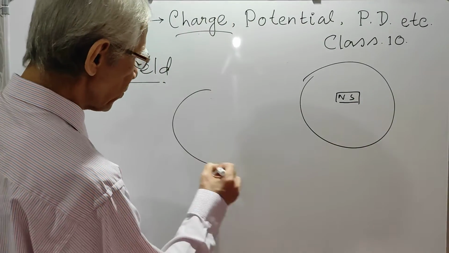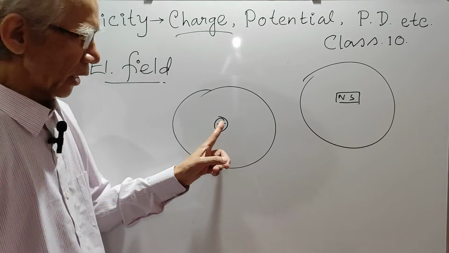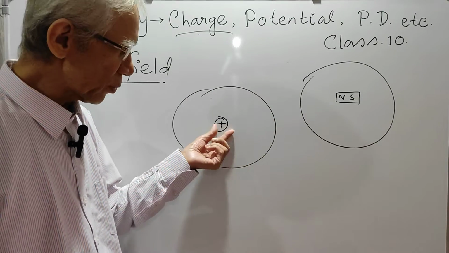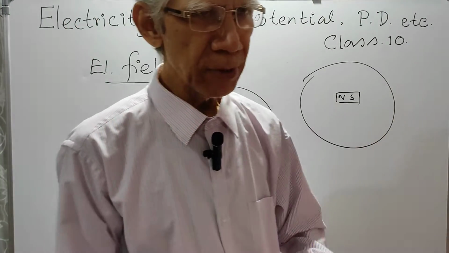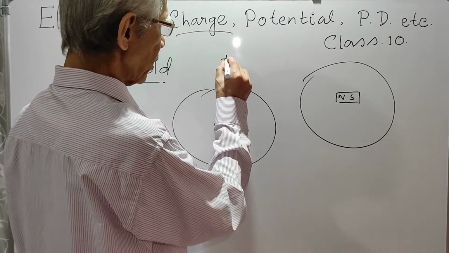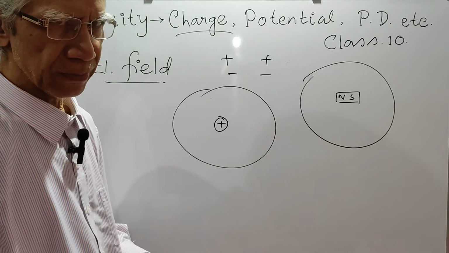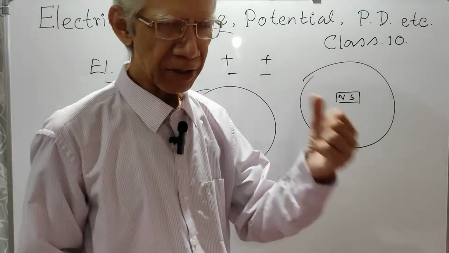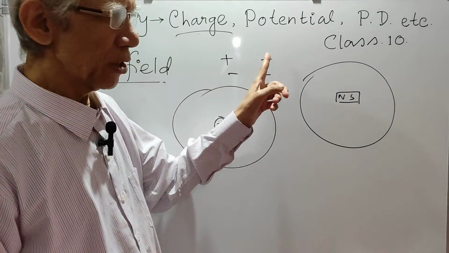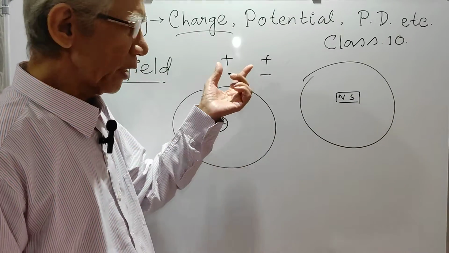Similarly, suppose this is a charged body, a positively charged body at the center. Now around it there is a zone or space inside which this charged body can attract a negatively charged body or repel a positively charged body. Between positive and positive there is repulsion, or between negative and negative there is repulsion. Between positive and negative there is attraction. So like charges repel. Positive and positive repel each other. Negative and negative repel each other. But positive and negative attract.